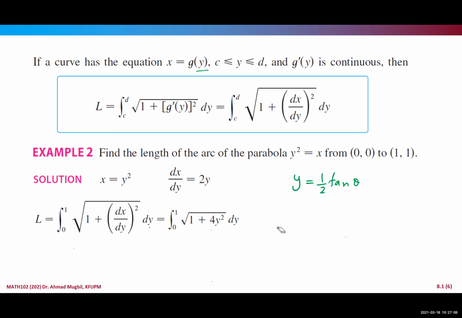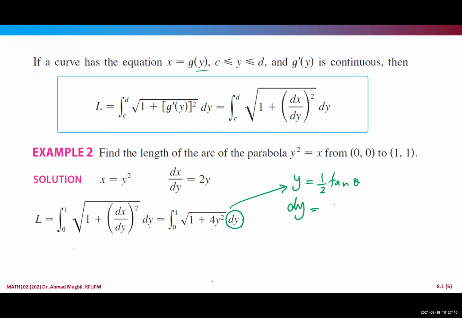About y equals a half tan theta. Yes. Now we need to evaluate this integral. We say that we will put y equals a half of tan theta. Next, what will we do? Differentiate. So we will find what? dy. dy, yes.